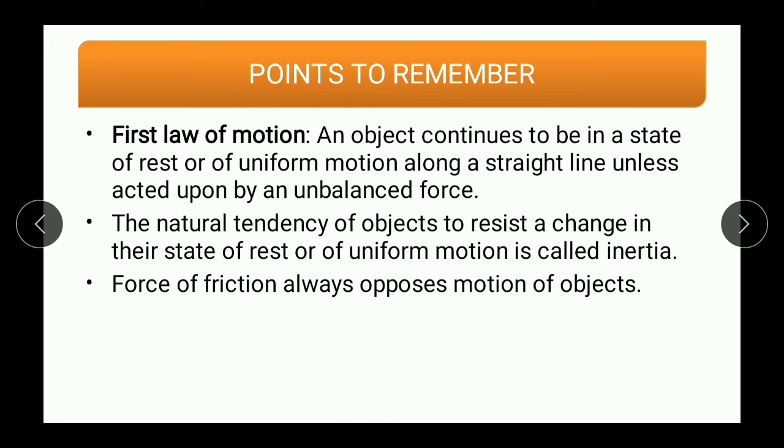Force of friction always opposes the motion of an object. This is a natural tendency of the force of friction. It is always in the opposite direction to the motion of the object.